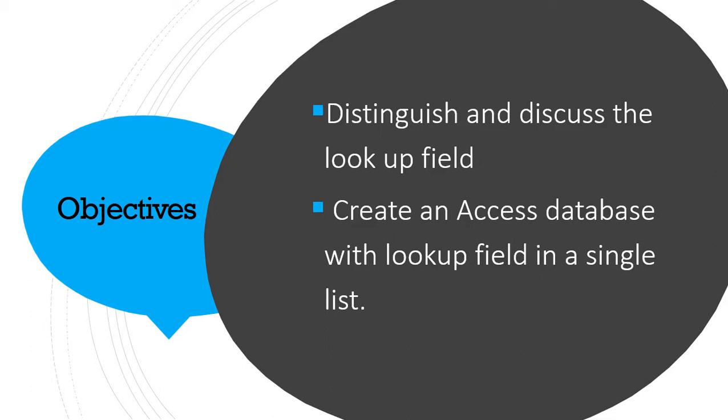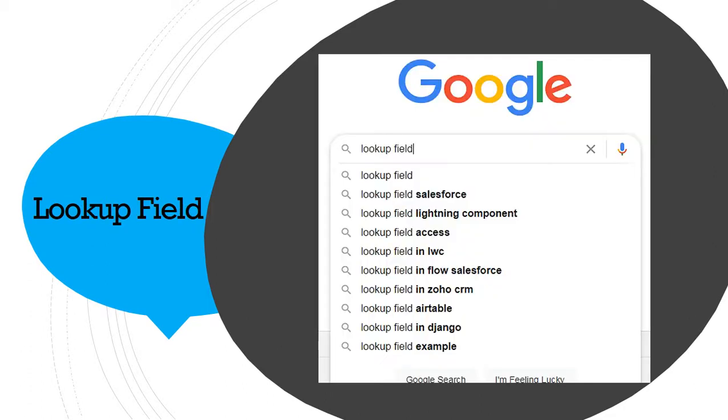Before we start our demonstration, please allow me to discuss what a lookup field is first. A lookup field helps us prevent typing the same records repeatedly. An example of a lookup field is Google. Google is also known as a database because it contains lots of information. It stores several pieces of information.